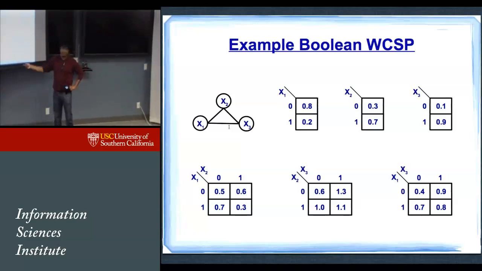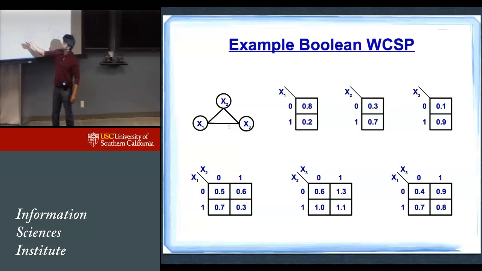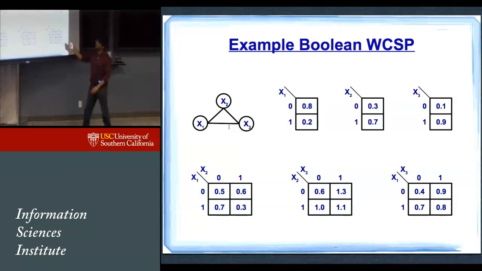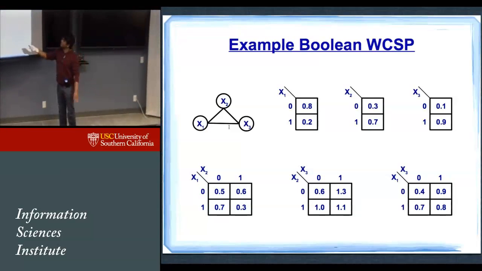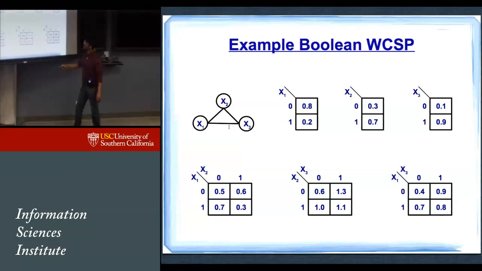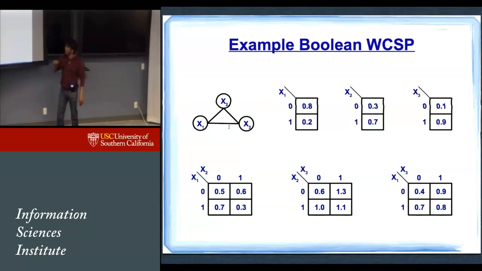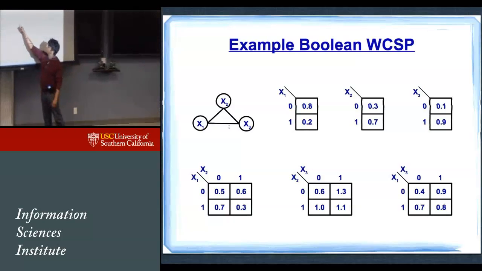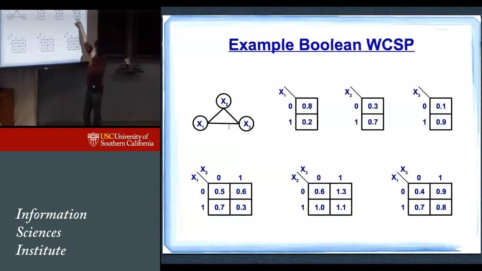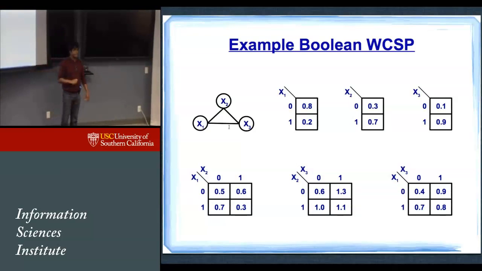So let's look at an example here. Here are 3 variables, and these are my constraints that someone gave to me. So there was a unary constraint on x1, so x1 equal to 0 has a cost of 0.8 associated with it, x1 equal to 1 has a cost of 0.2 associated with it, and so forth. So 3 unary constraints and 3 binary constraints, like this one. It turns out that the optimal solution here is 1, 0, 0. So x1 equal to 1, x2 equal to 0, and x3 equal to 0 is the optimal solution that minimizes the cumulative cost.